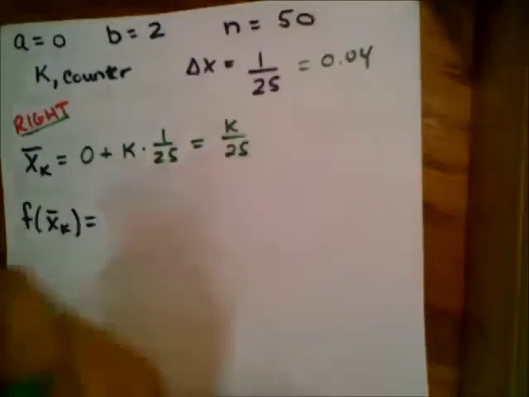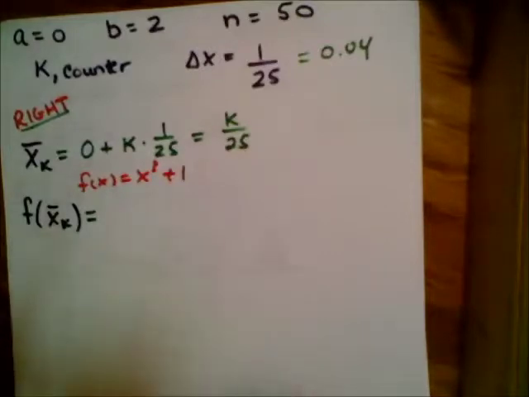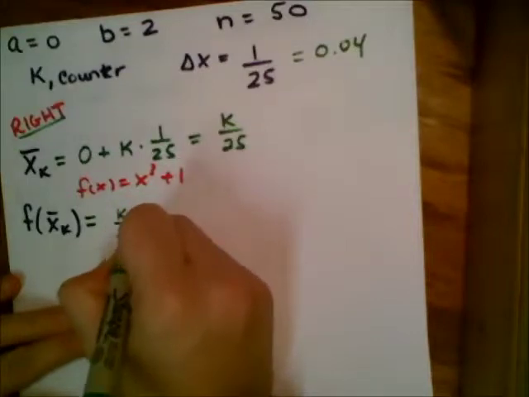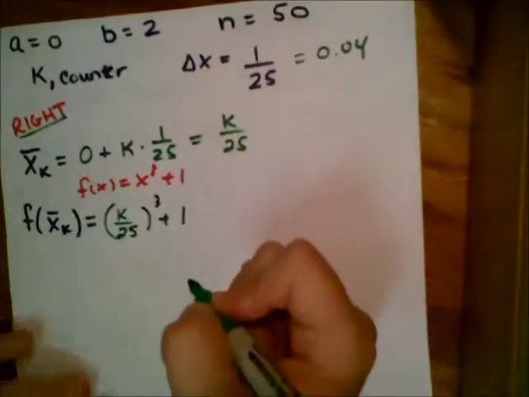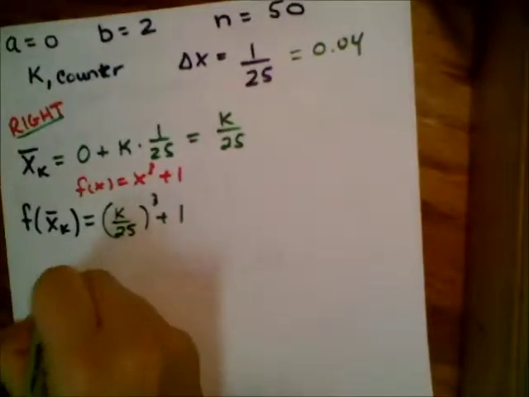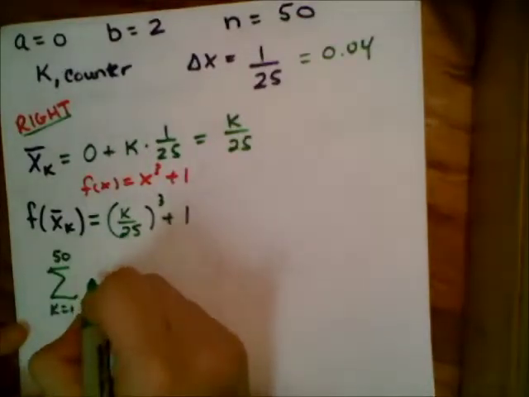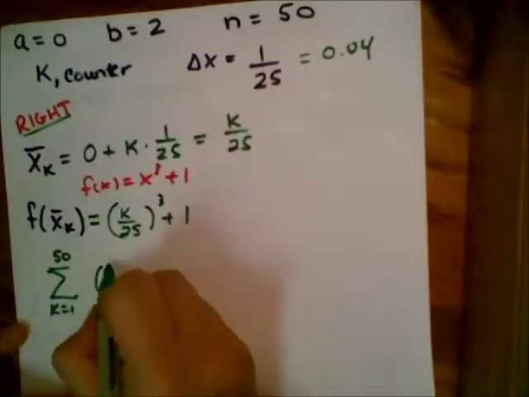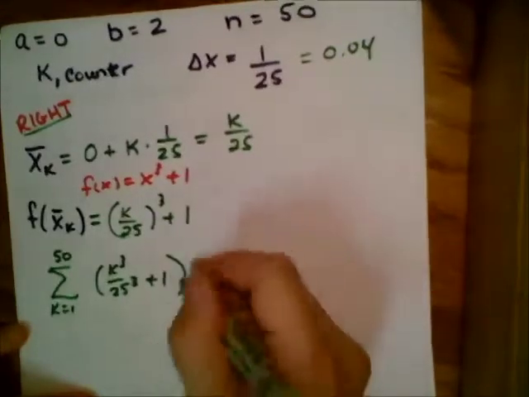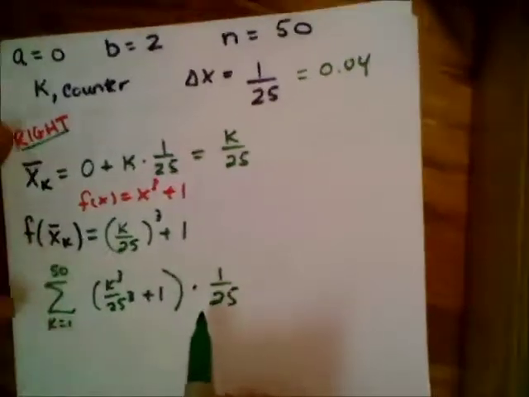When we plug that into f, remember f of x was x cubed plus 1 for our example, we have our fraction cubed plus 1. So we're going to get k cubed over 25 cubed plus 1. And now we can sum that up, k equals 1 to 50. We have the height of our rectangle right here, k cubed over 25 cubed plus 1, times delta x. That is our right Riemann sum.